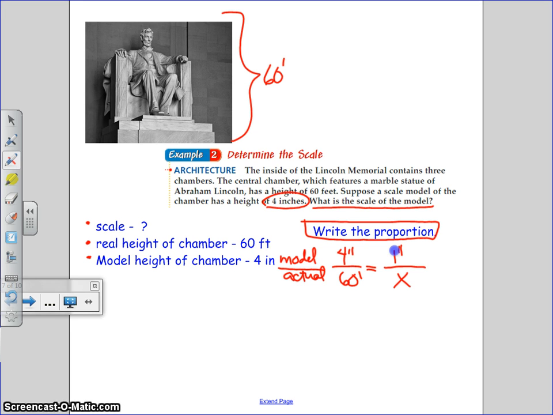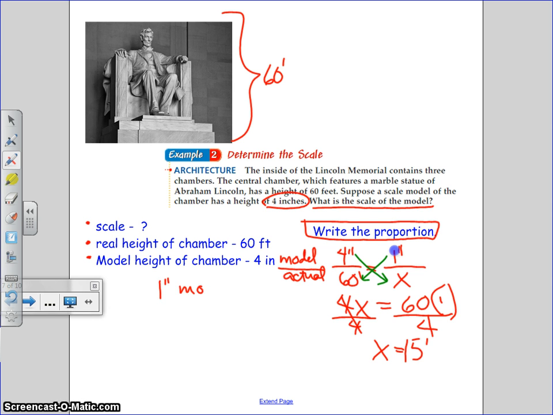So that is x. So we're going to cross multiply. We're doing a proportion. 4 times x equals 60 times 1. So divide both sides by 4. You find out that x equals 60 over 4, which is 15 feet. What is that telling us? For every 1 inch on the model, it's actually 15 feet in real life. So it's 1 to 15. That's the scale.